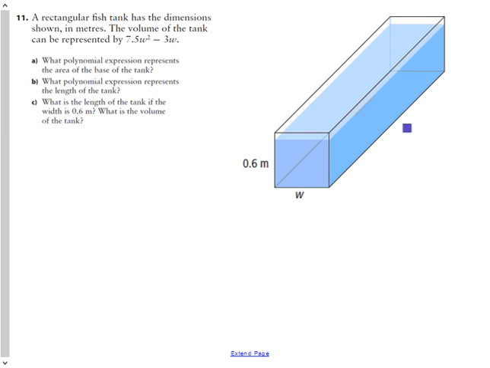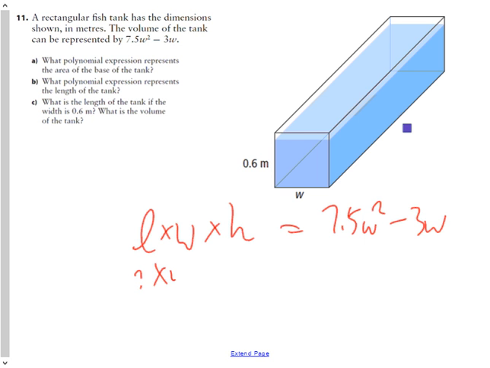Question number 11: A rectangular fish tank has the dimensions shown in meters. The volume of the tank can be represented by the polynomial 7.5w squared minus 3w. What polynomial expression represents the area of the base of the tank? Okay, in order for us to solve this, we have to know that length times width, the area of the base, multiplied by the height gives me this volume of 7.5w squared minus 3w, because that's how we get volume. And since the volume is that, I don't know my L, so I'm going to put a question mark, multiplied by w, multiplied by 0.6, okay?